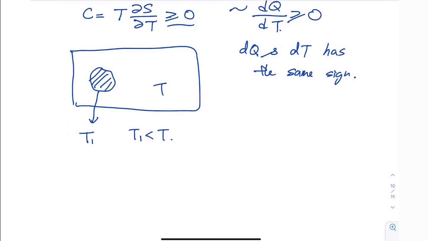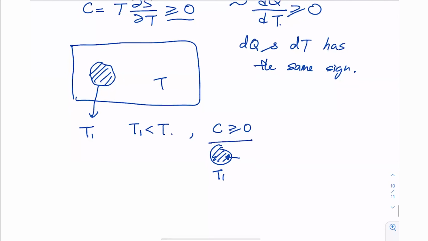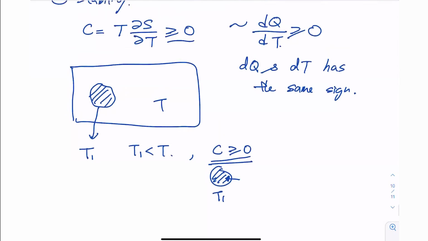So if C is greater than or equal to 0, then we can ask what happens to this region, because now T1 is smaller than T. What that means is that the energy will transfer from its neighbor into this small system, right? So once energy gets into this small system, because C is greater than or equal to 0, the energy of this part will basically increase.